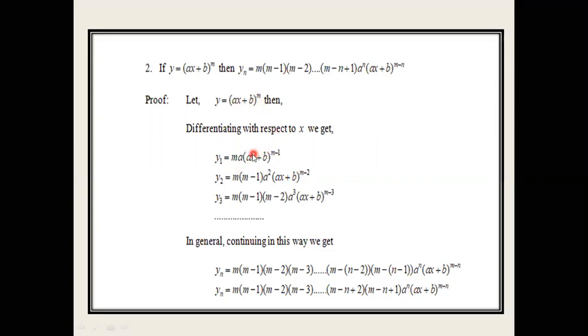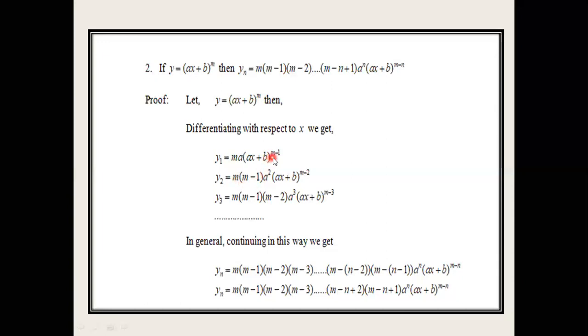अब जो ax plus b है उसका डेरिवेटिव, so this b is constant becomes 0, x का डेरिवेटिव होता है a, so it is simply m a in bracket ax plus b raised to power m minus 1. So this is our first derivative. Similarly we can take the second derivative. So we get y2 is equal to this m keeping as it is because this is the constant term.